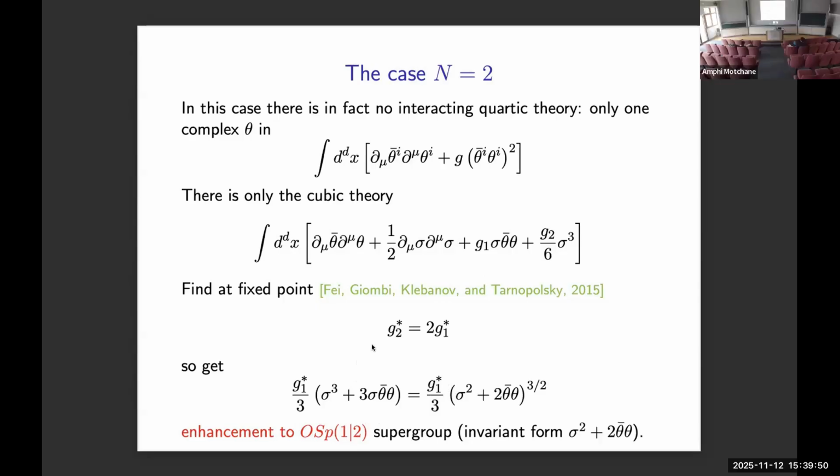Sorry, can I ask? Yeah, definitely. Your cubic description now is valid also in dimensions smaller than 4, or not? Yes, that's right. In principle, it still flows to an IR fixed point, and I think it should also be valid indeed below 4 dimensions. It should just give the same critical point as the quartic theory for n greater than 2.